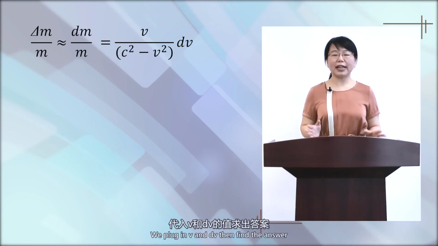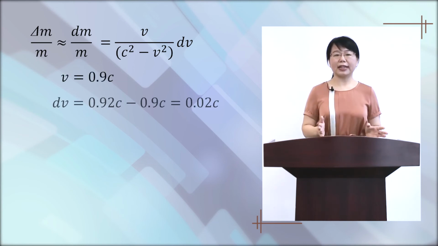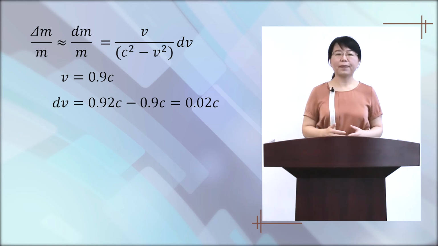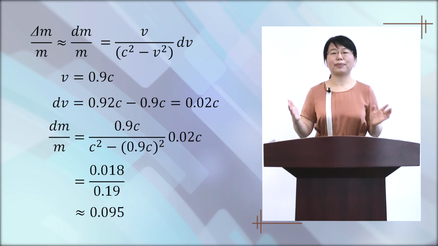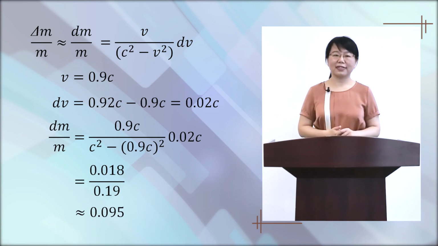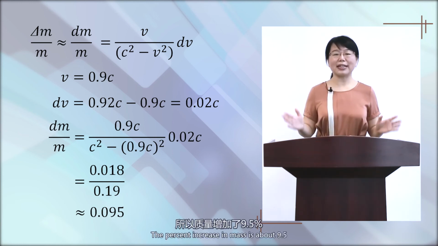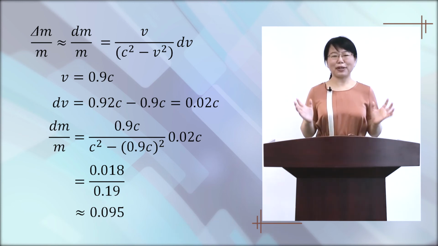Now we plug in v and dv. Then we will find the answer. So v is 0.9c, dv is 0.92c minus 0.9c, and it's equal to 0.02c. So dm over m is approximately equal to 0.095. Then we find that the percent increase in mass is about 9.5%. Maybe this problem is very hard, but it's very interesting.